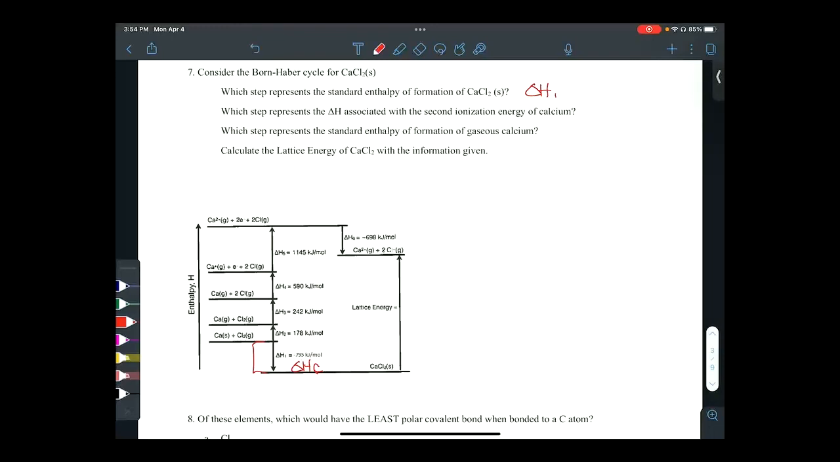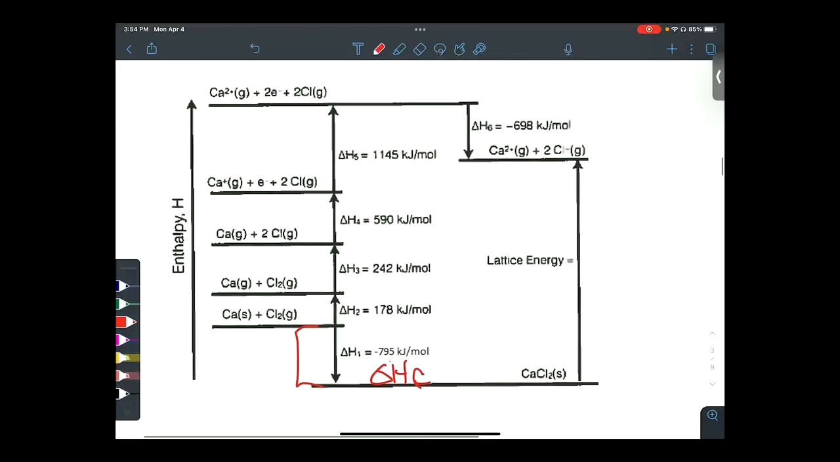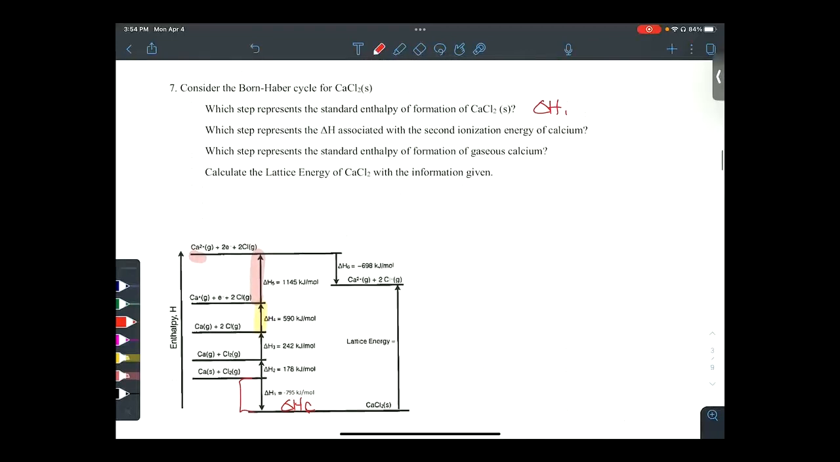Which step represents the second ionization energy of calcium? Do we know which one? The second ionization energy. So you might be looking at step 4. Step 4, we remove the first electron off of calcium. Do you see that we form the calcium plus? Right, so the second ionization of calcium will be delta H5. That's where we take the second. We're forming calcium 2+ in this case. So that step 5 is our second ionization.